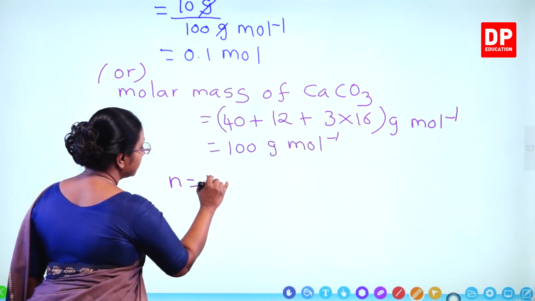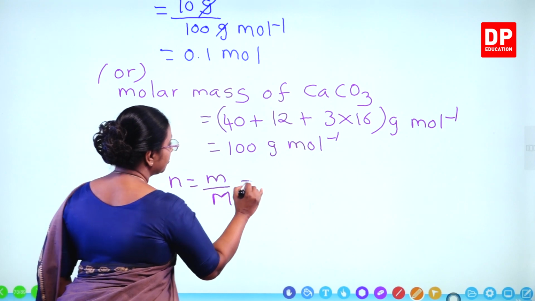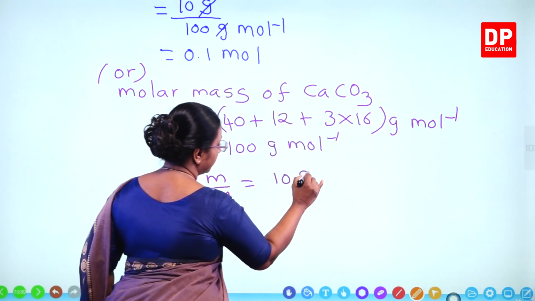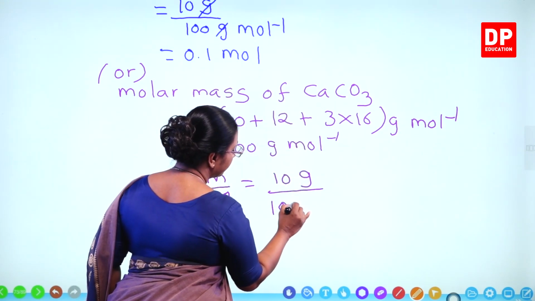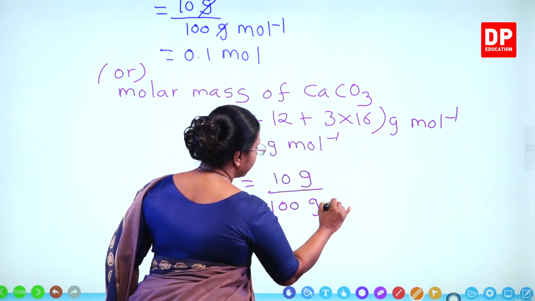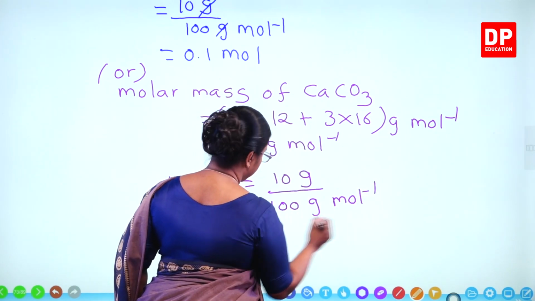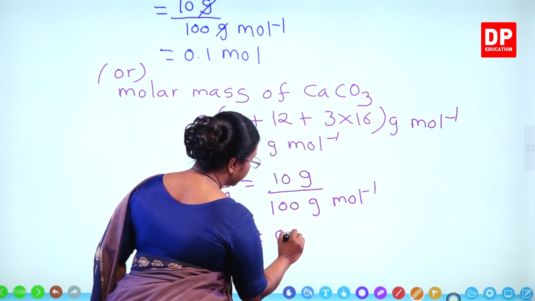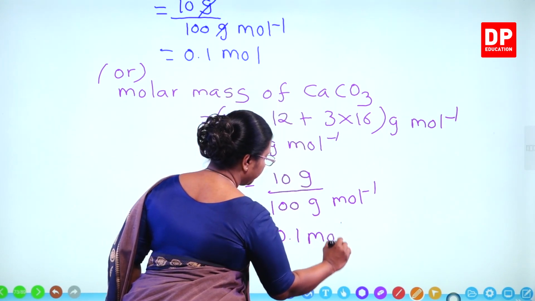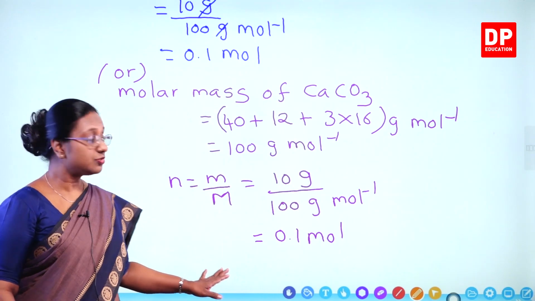N equals mass over molar mass. So here directly you substitute. Mass is 10 grams, molar mass is 100 grams per mole. So the answer will be 0.1 mole. So can you all see the difference, students?